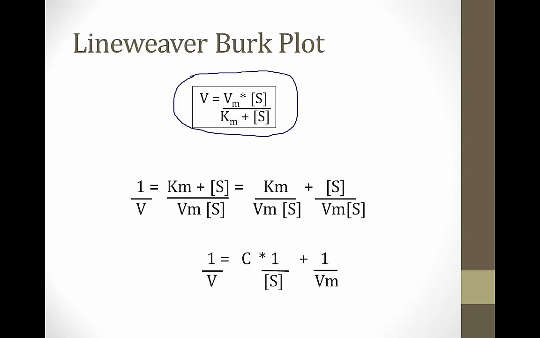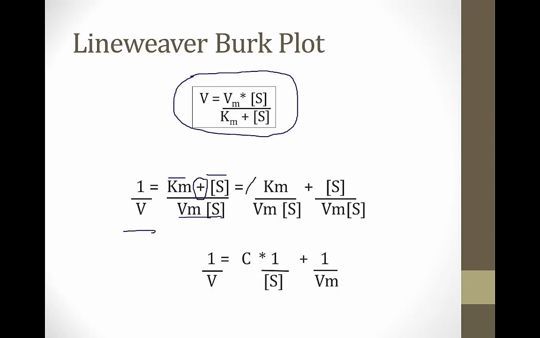So instead of V on the left side of the equation, we have 1 over V. That would mean that on the right side of the equation, we would have Vmax times S on the bottom and Km plus S on the top. Well, now what we can do is take this plus sign which we have on top and split the right side of the equation into two elements.